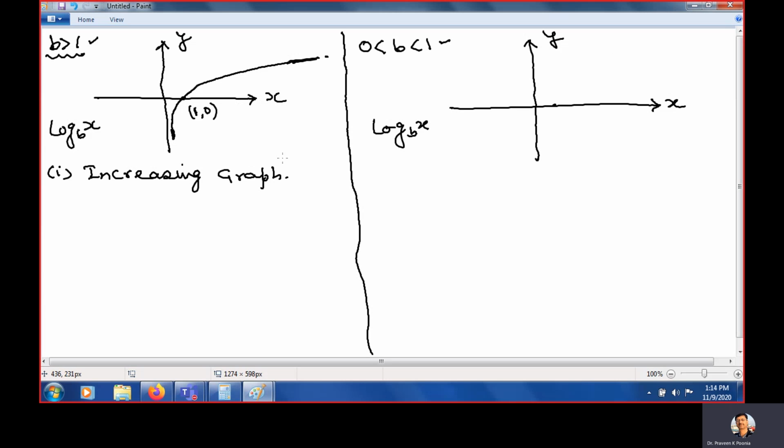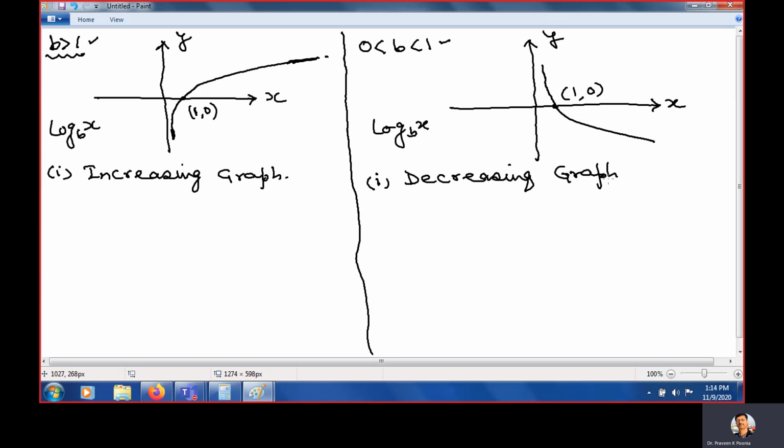So increasing. And if we have b between 0 to 1, the graph will start from here and move like this. Clear? This is the same (1, 0). Clear? If b is between 0 and 1, then the graph will be like this one. Clear? So if b is between 0 to 1, the first property is that it is a decreasing graph.